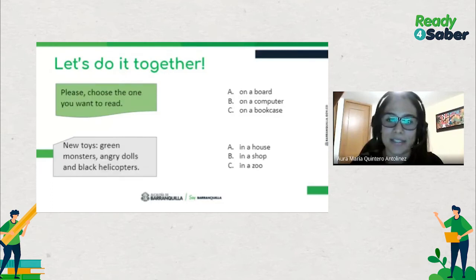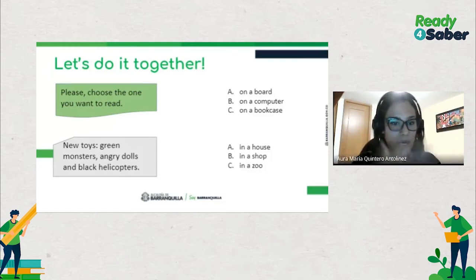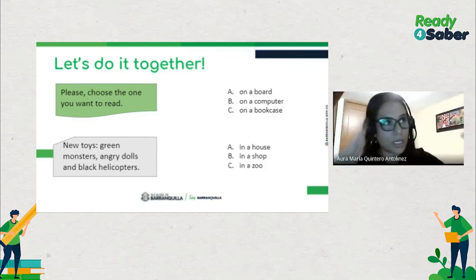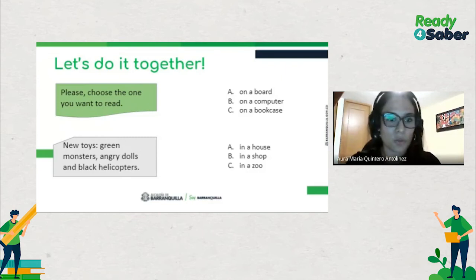All right. Please, choose the one you want to read. On a board, on a computer, on a bookcase. Choose the one that you want to read. Escoge el que quieres leer. En el tablero, en el computador o digamos, en la estantería, la librería. The bookcase. El estudio, que también conocemos como estudio o biblioteca. Okay, on a bookcase. Very, very well.